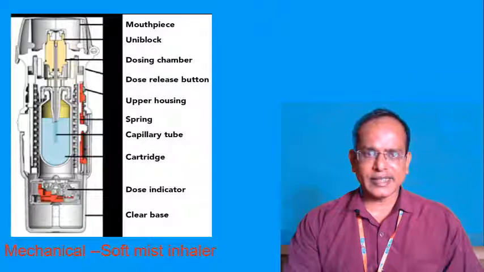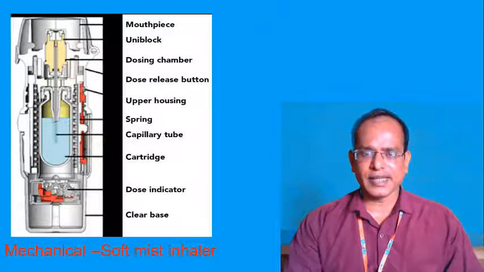The second nebulizer is called a mechanical nebulizer. It works on a mechanical principle, so there is no need for any electrical circuits. In this case, the unit is connected to the mouth, and when they press the unit, it delivers the drug towards the mouthpiece. Here it has a dosing chamber, which provides a limited amount of drug to the patient, and there is a dose release button.